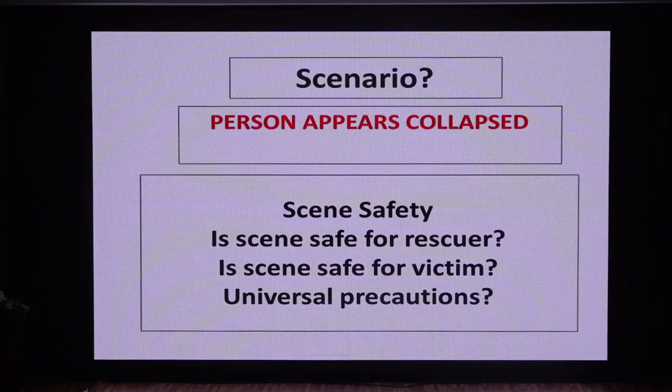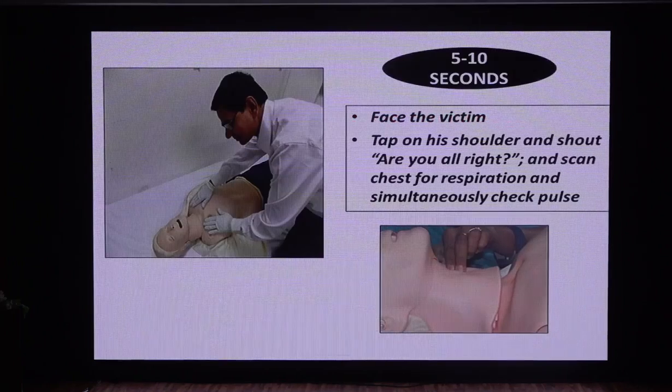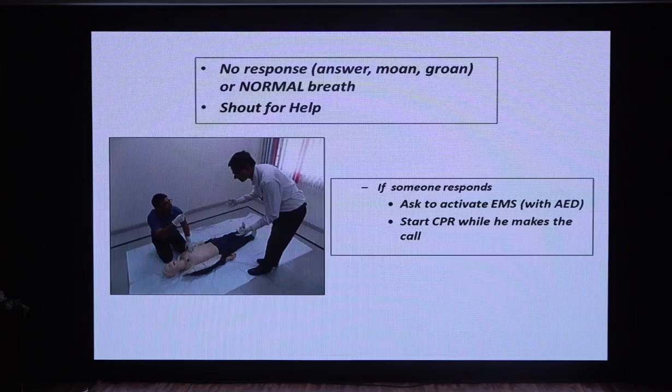After you have ensured the scene is safe and there's a person who has collapsed, always take universal precautions with whatever is available to you. Then check responsiveness for 5 to 10 seconds. Face the victim, tap and shout, and ask whether he's okay. If there is no answer, activate the emergency medical services. The emergency number in India is 112, and we should all know it. In Punjab we have 108. If you're not able to get through the national emergency services, you can call 100 or 101. You should know these phone numbers.